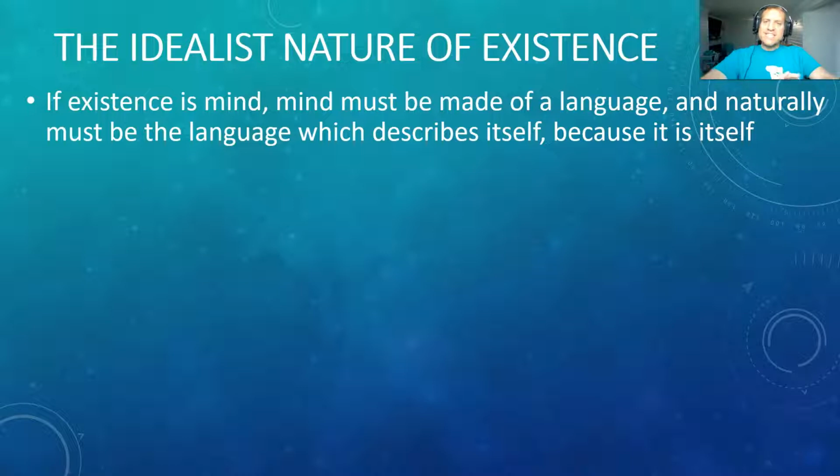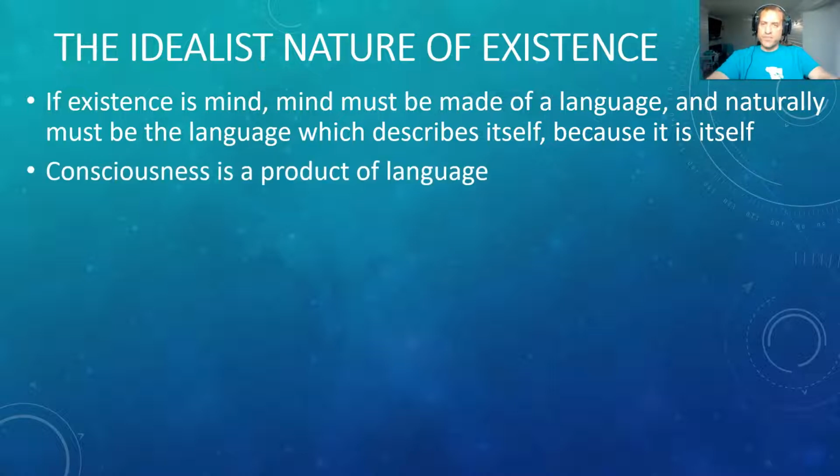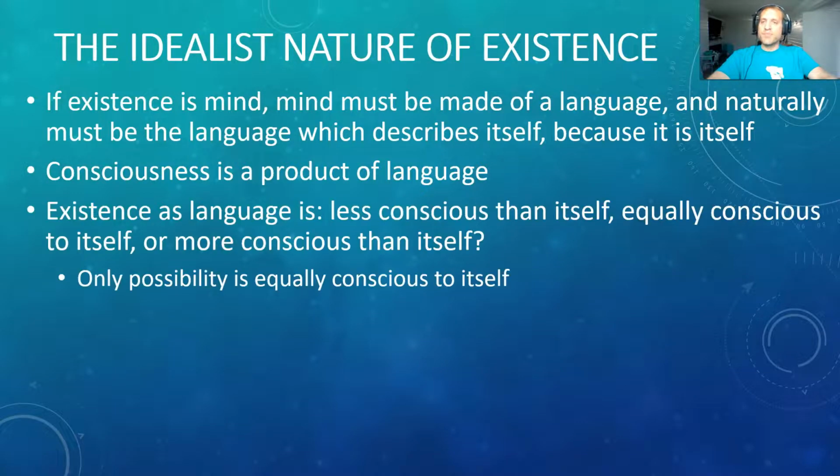So if existence is mind, mind must be made of a language, and naturally it is the language which describes itself because it is itself. It's one and the same thing. Mind is language, okay? So consciousness is a product of language. Human consciousness, for example, is a product of language, okay? But in general, you cannot have consciousness without language. So if you have language, then you have the potential for consciousness, okay? And existence is a language in and of itself.